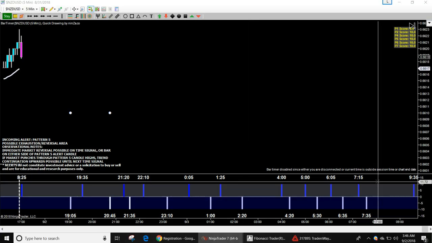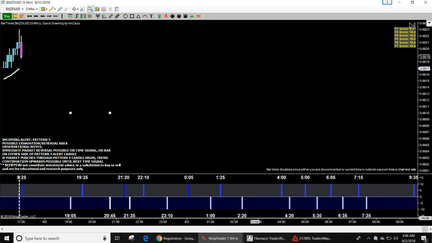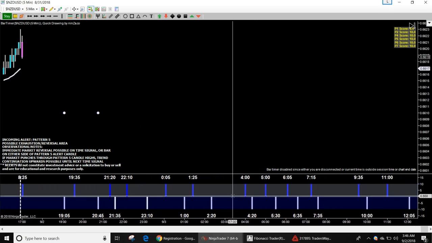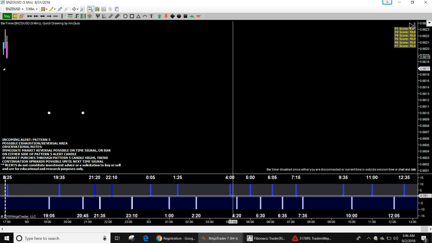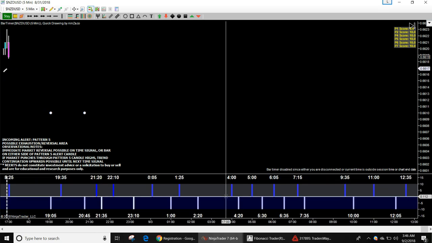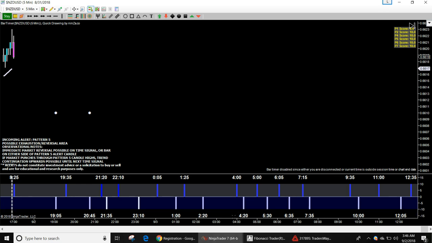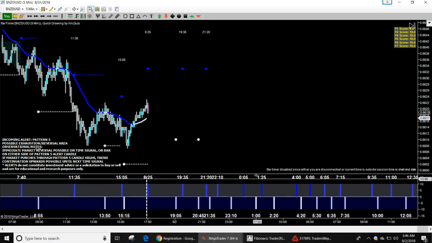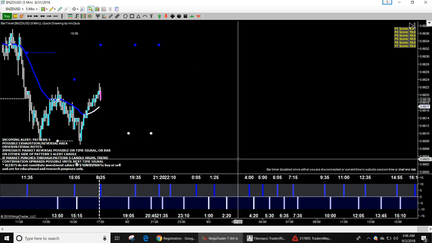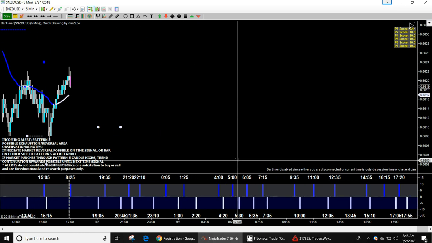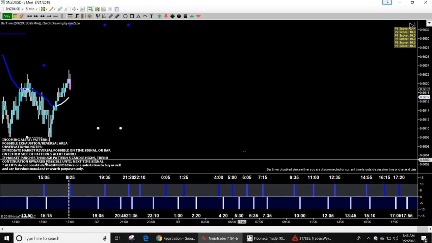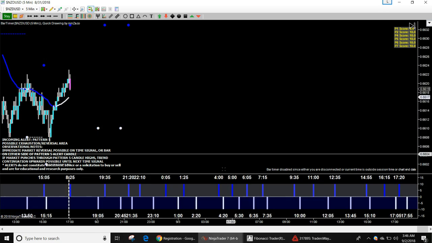And here's the time signals. Let's see if I can squeeze some more on this one. Yep, that's about it. If I squeeze it, there's just more time signals. I mean, like I said, you have them 7 days in advance, 5 days in advance. All right. That is the New Zealand US dollar.